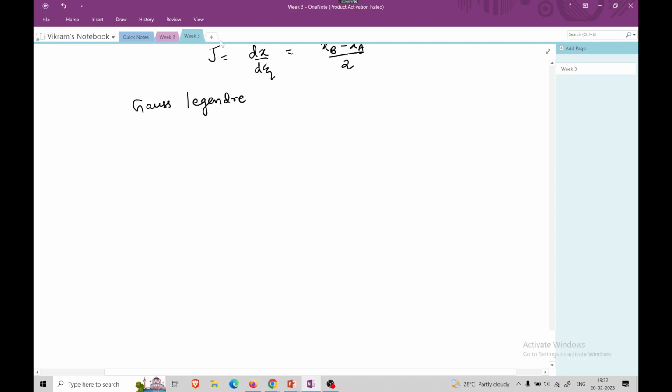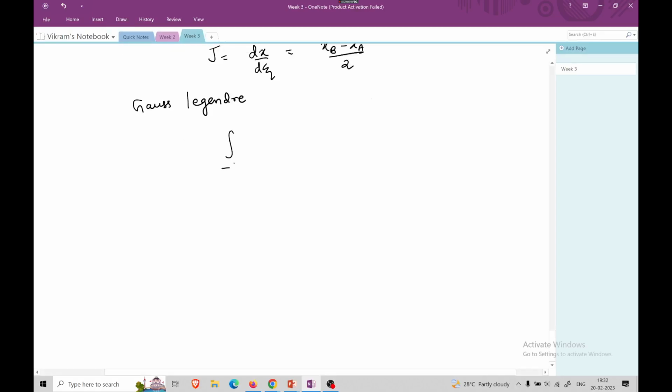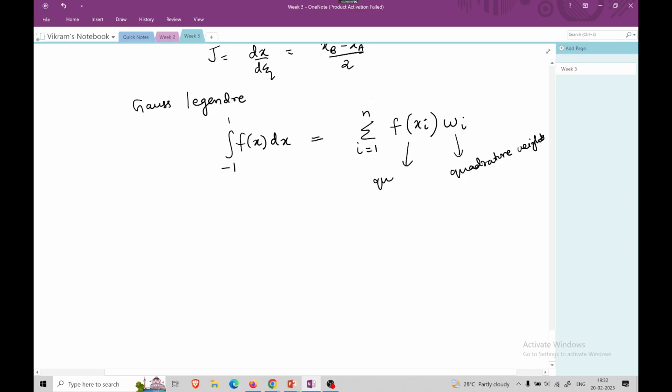So basically how we are going to evaluate Gauss Legendre is, this is for the natural coordinate system. So if you have the integral of function f of x dx, this can be approximated as summation from i is equal to 1 to n of f of xi into wi. So these are the quadrature weights. These are quadrature points.